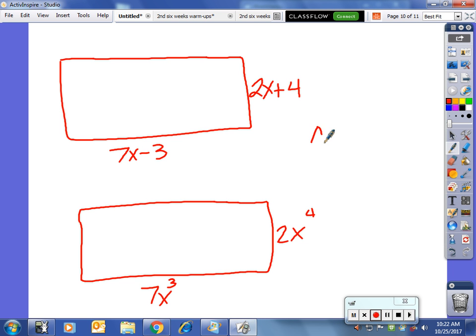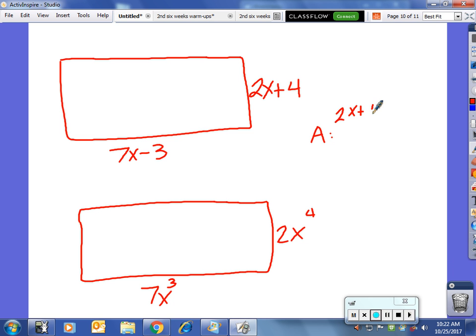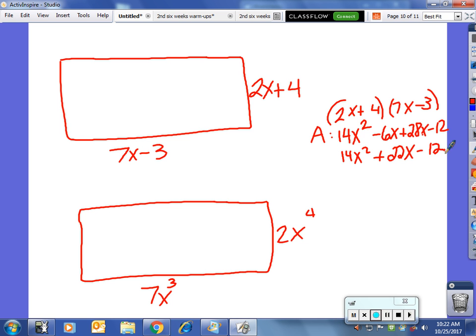Alright, so for area, I'm going to have to do 2x plus 4 times 7x minus 3. That's a binomial times a binomial. It's going to give me 4 little products. I'm getting 14x squared minus 6x plus 28x minus 12. And then my last step is to add those two in the middle. So that's going to be 14x squared, and these are like terms, I'm going to put them together, plus 22x minus 12. That's my area.